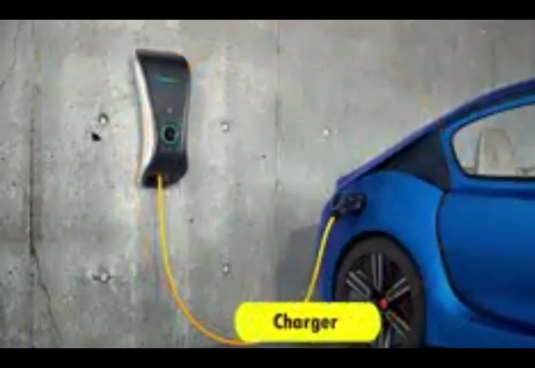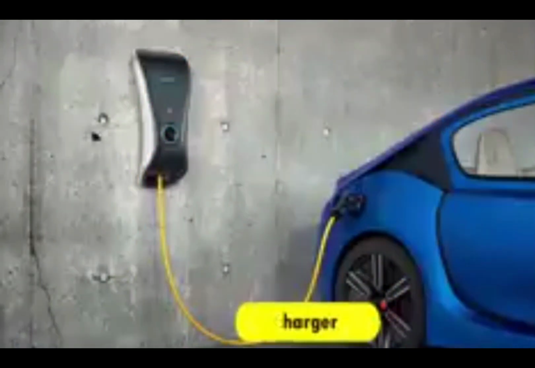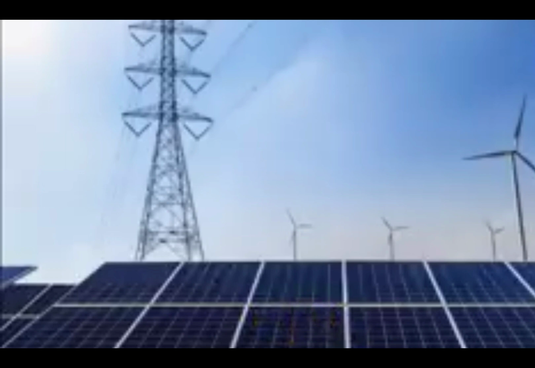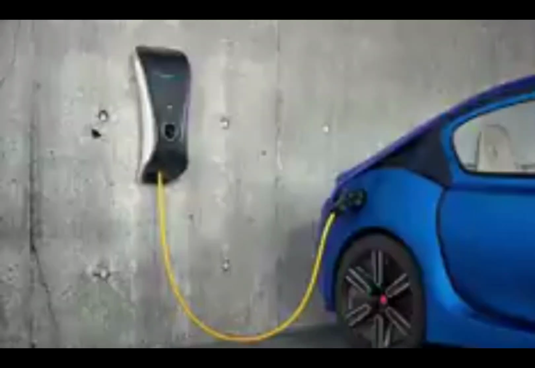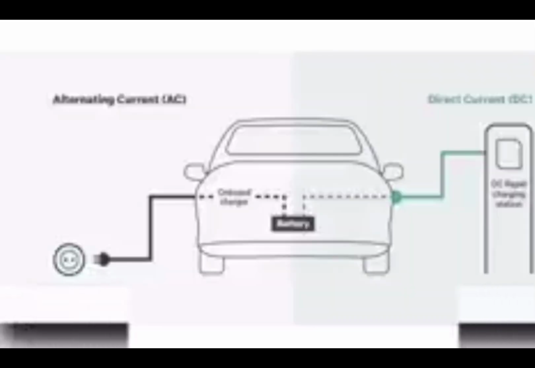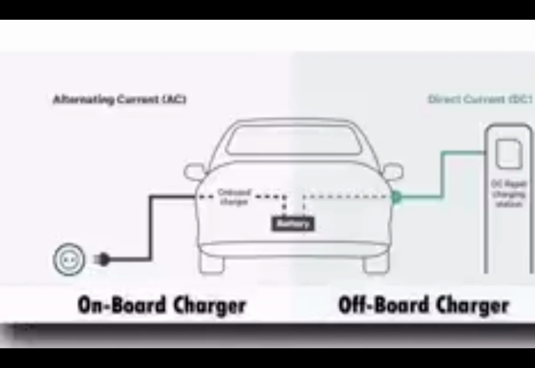Charger. The charger is a battery charging device. It gets electricity from outside sources such as a utility grid or solar power plants. There are two types of electric vehicle chargers. On-board charger. This charger is located on and installed in a vehicle. Off-board charger. This is a charger not installed in the vehicle.